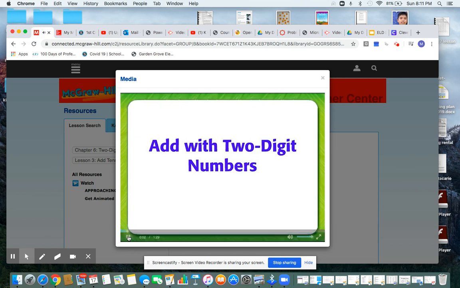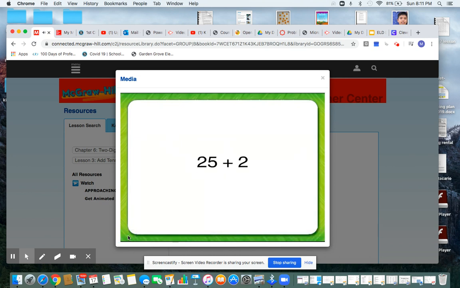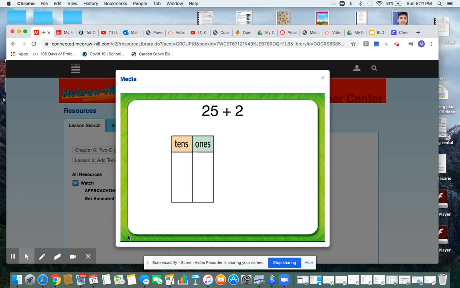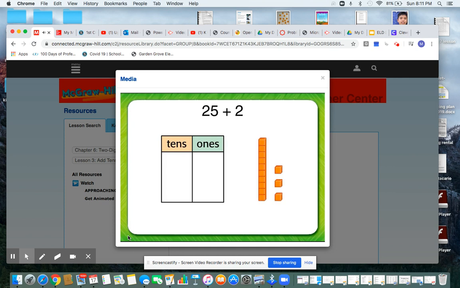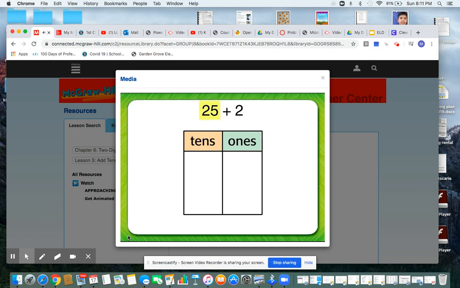Add with two-digit numbers. Find 25 plus 2. We can use the WorkMath 7, tens and ones chart, and base 10 blocks to show each number. The first addend is 25. There are 2 tens and 5 ones in 25. The second addend is 2. There are 2 ones in 2.